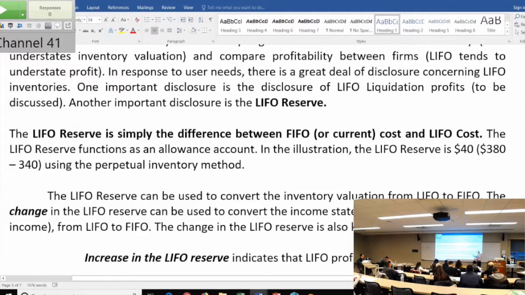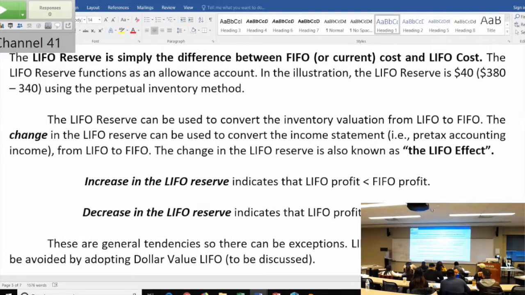Now, the change in the LIFO reserve, the LIFO effect, from one year to the next, is the income statement effect. So this is going to be the balance sheet. The LIFO reserve is the balance sheet effect. So when the LIFO reserve goes up, you're getting what you want out of LIFO. Higher prices and increasing inventory levels. So you're getting the higher cost of goods sold, the lower profit, and therefore the lower taxes.